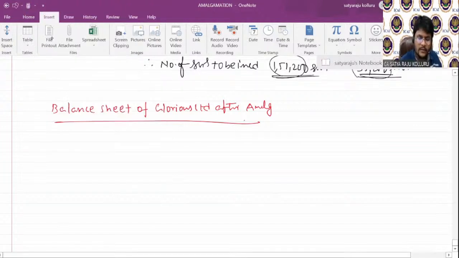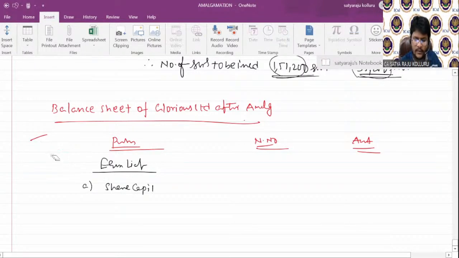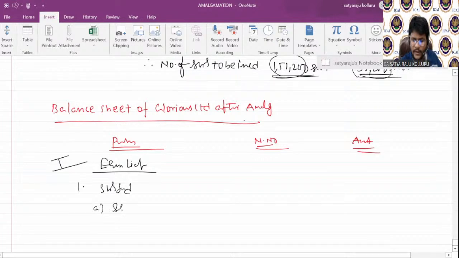Okay. So with this background, first let me start with equity and liabilities. I'm directly starting this. Number 1, particulars, note number, amount in rupees. Start with equity and liabilities. Under that, shareholders' funds. Just a second. This is equity and liabilities. Under that, first I need to maintain shareholders' funds, where A is share capital.